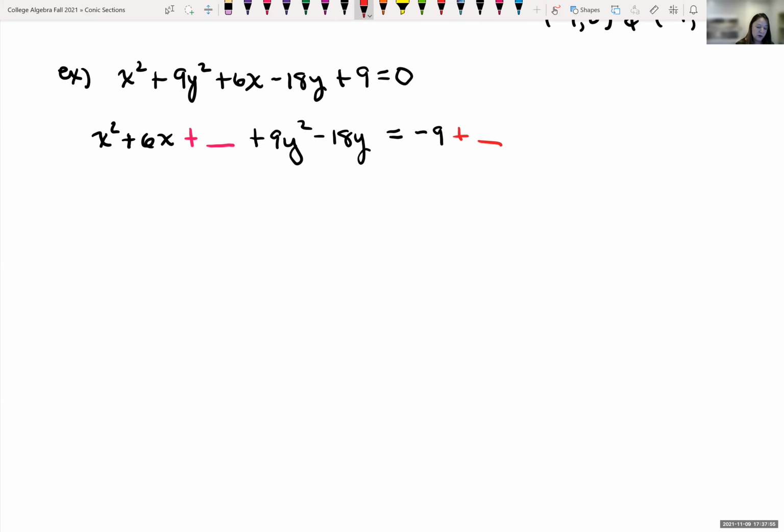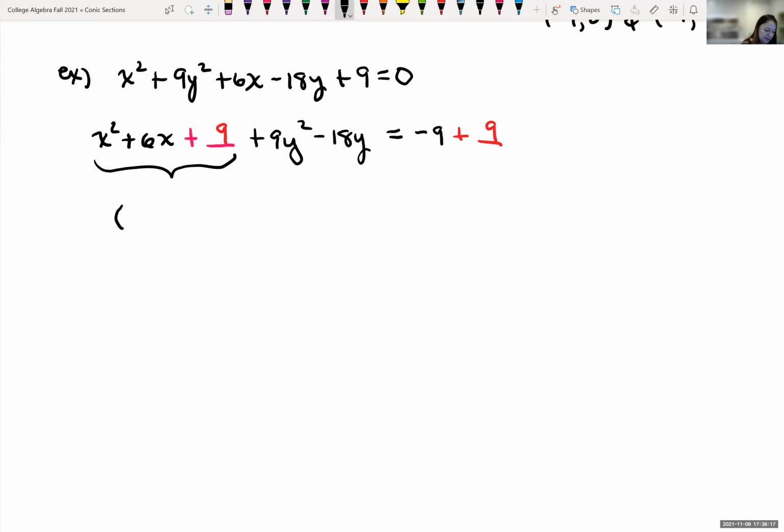Okay, so we can complete the square on the x terms because the coefficient in front of the x squared is 1. So half of 6 is 3. That's the same number we add to get 6. We need to figure out if we multiply 3 by itself, 3 times 3, that's 9. So adding 9 would make this a perfect square here.